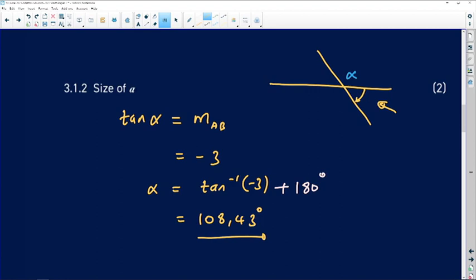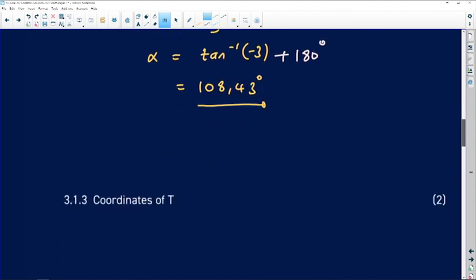Always make sure that your calculator is on degrees when you're computing these things, particularly in trigonometry, because if your calculator is set to something different, you are not going to get the same answers as the ones we are expecting. Right, next question.